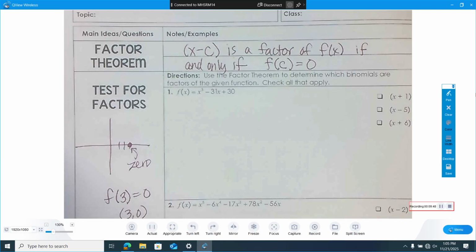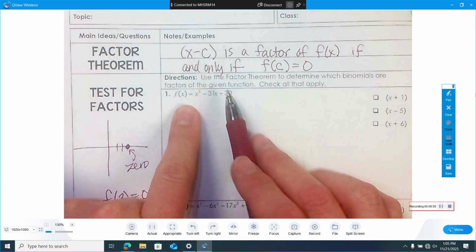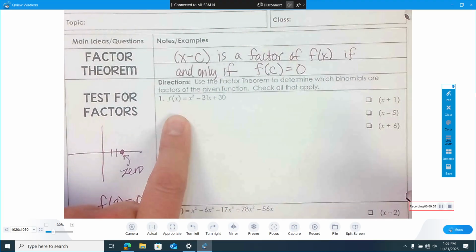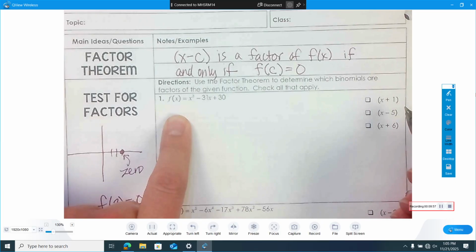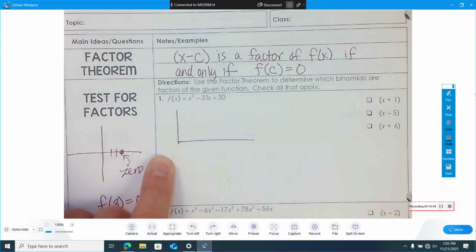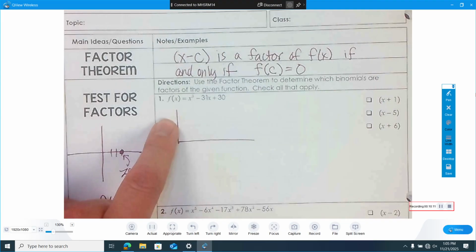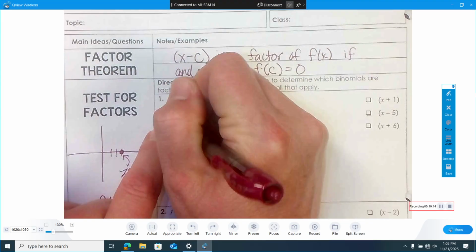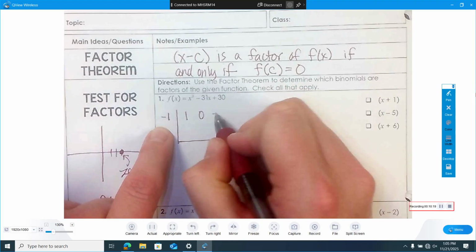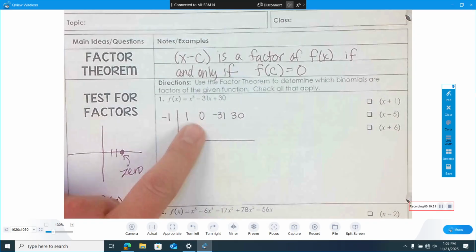So we want to know, use the factor theorem to determine which binomials are factors of the given function. We are not going to do this very often. This is not something I believe in doing. But let's see here. I want to know if x plus 1 is a factor. So I'm going to use my little synthetic substitution here. This is in bubble form. What number should go on the outside? -1. And so I'm going to use my little synthetic here. 1, 0, -31, 30. Did you remember the 0?